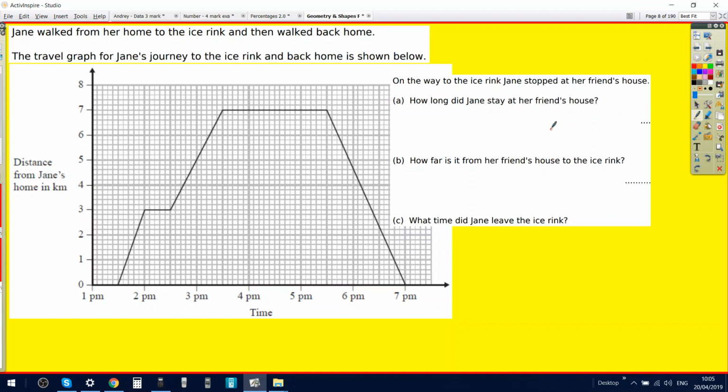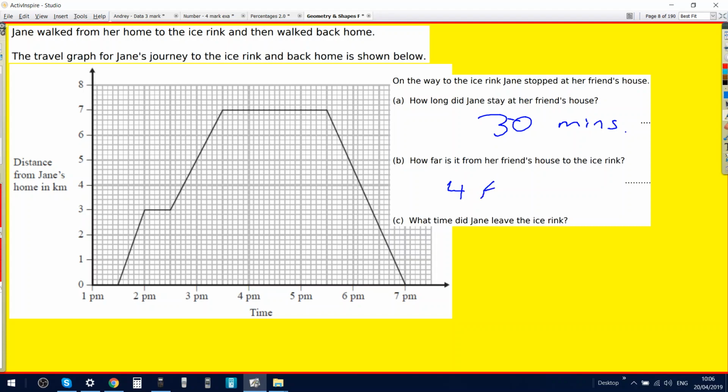How about part A? How long did Jane stay at her friend's house? So 2 p.m. to, is it 30 minutes? Yeah. How far is it from the friend's house to the ice rink? 4 kilometers. Yeah. What time did Jane leave the ice rink? 5:30 p.m. Yeah.